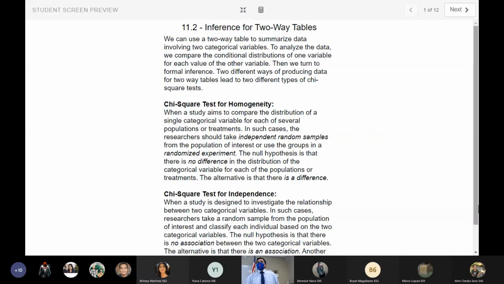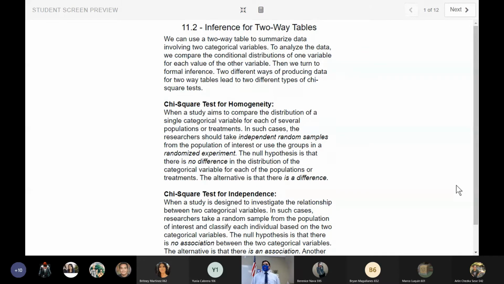This activity might take a little bit longer than normal, but we just kind of got to get through it. So I apologize in advance for the length of this. All right, so here we go. Our first screen here is just the introduction to section 11.2.